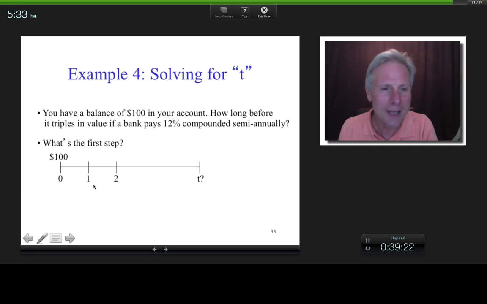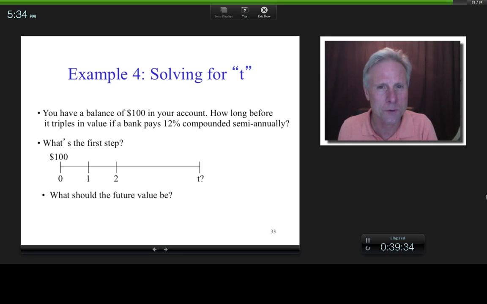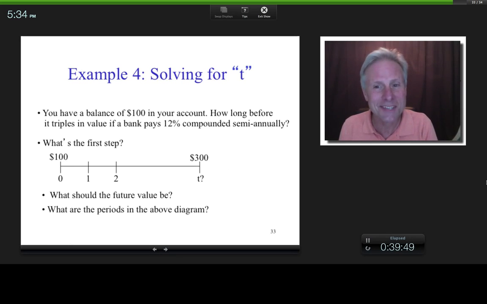I've got semi-annual compounding. So what do these periods have to be? When does some kind of action happen with the cash flows? Every 6 months, so they're going to be semi-annual periods. And what should the future value be for this problem? We're trying to solve for t. The question says how long before it triples. So if the $100 is tripled, then what are we going to put in here? 300. And the periods in this diagram are 6-month periods.